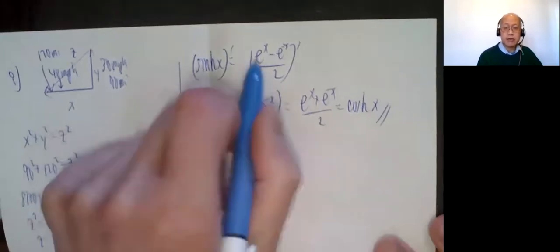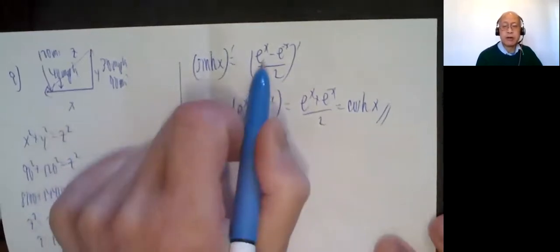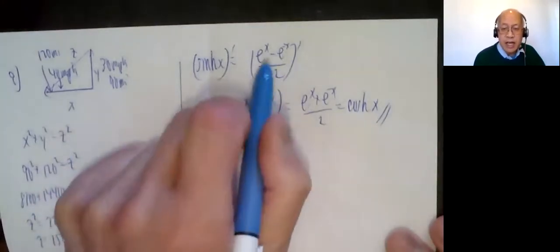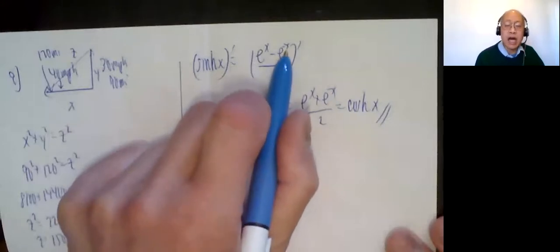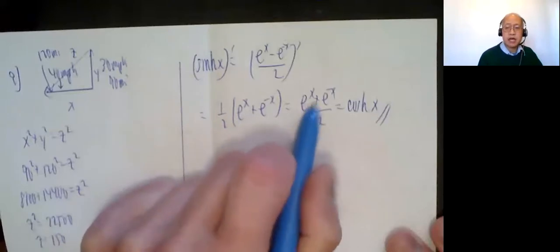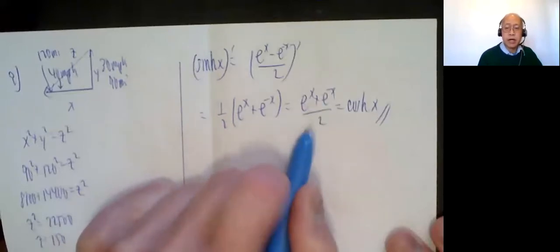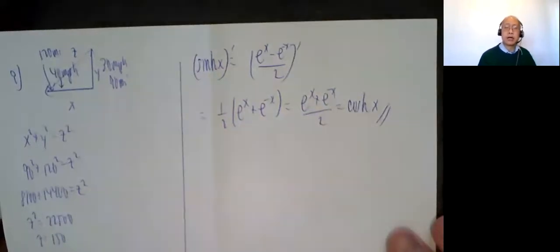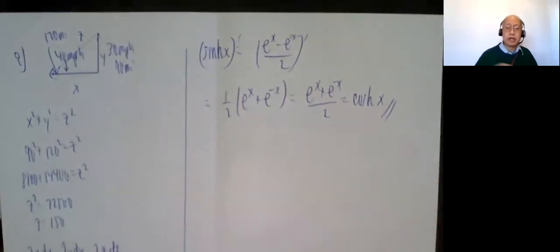So take out the half. Derivative of e to the x is e to the x. Derivative of negative e to the negative x is negative e to the negative x times -1. That makes this a plus, which I can rewrite as e to the x plus e to the negative x, divided by 2. And by definition, that's cosh x. So that's how you do problem 11.